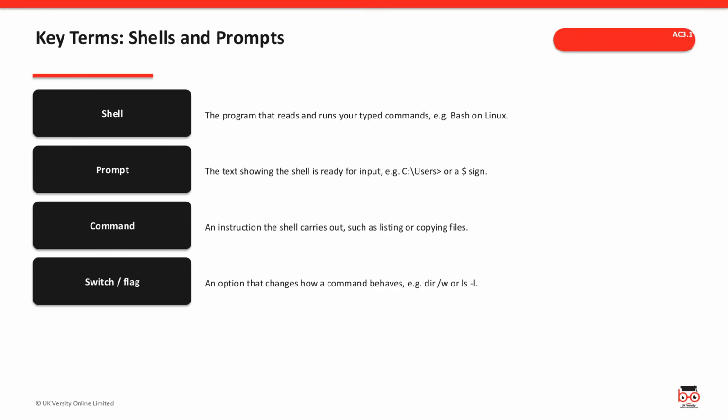A few terms will keep cropping up. The shell is the program that reads and runs your typed commands, bash on Linux, for example. The prompt is the little bit of text showing the shell is ready and waiting, perhaps C:\users, or just a $ sign. A command is the instruction it carries out, like listing or copying files, and a switch, sometimes called a flag, is an option that changes how a command behaves, such as adding /w or -l.